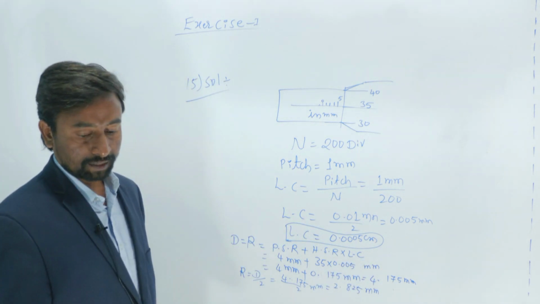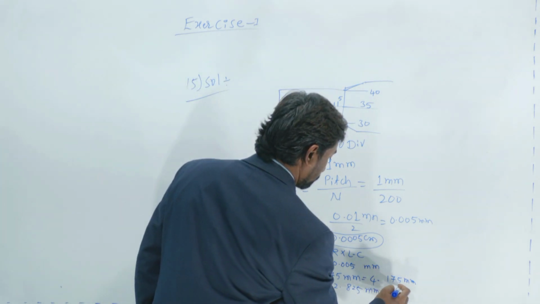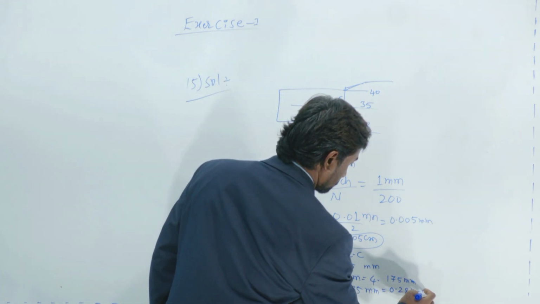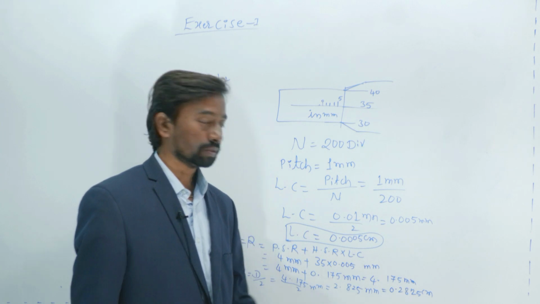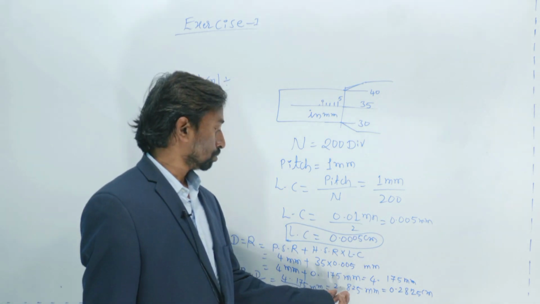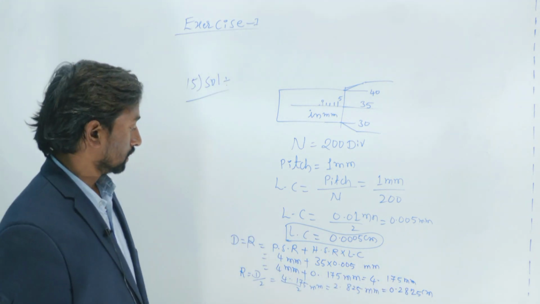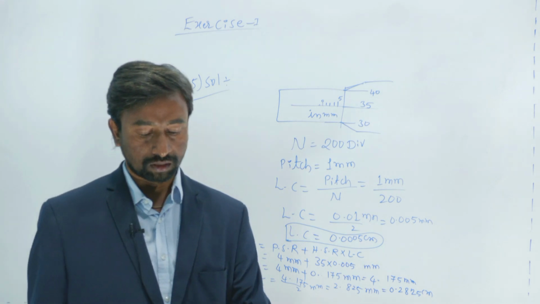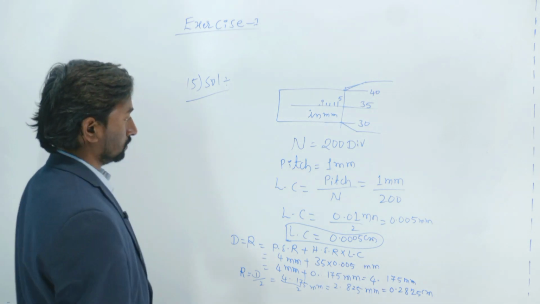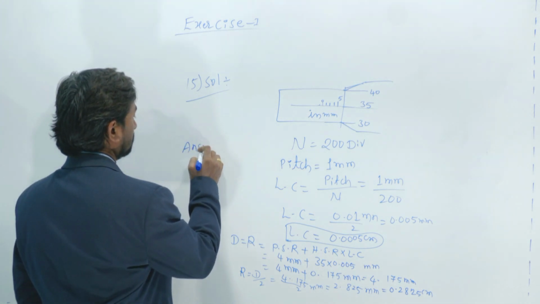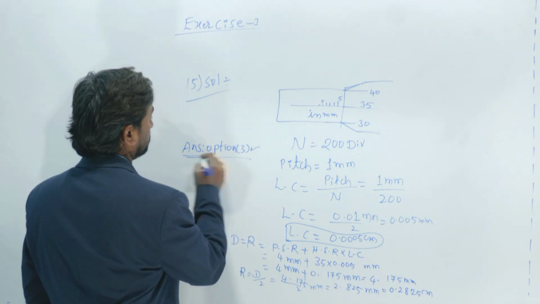Okay, in centimeters it will become equal to 0.2825 centimeters. That is the answer. 2.825 millimeters, 0.2825 centimeters. Okay. So now the answer to the 15th one is the third one. Answer option 3.